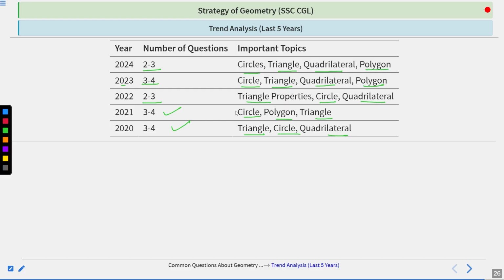Now when you look at this trend analysis, you can see that triangle questions are asked regularly every year. So triangle is the most important topic, and after that circle is most important, because circle questions are also generally asked every year. So triangle and circle are most important, after that quadrilateral and after that polygons. So you need to learn triangles, circles and quadrilaterals thoroughly. These are the most important topics in the geometry section of the SSC CGL exams.